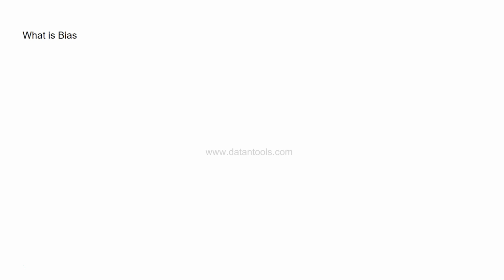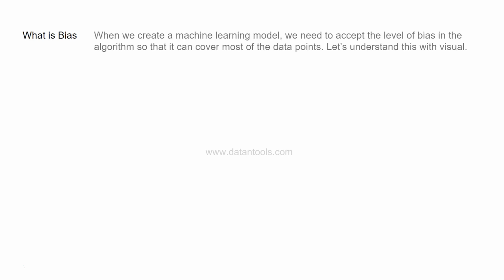Alright, so what is bias? Well, in theory, when we create a machine learning model, we need to accept a level of bias in the algorithm so that it can cover most of the data points. Let's understand this with a visual.